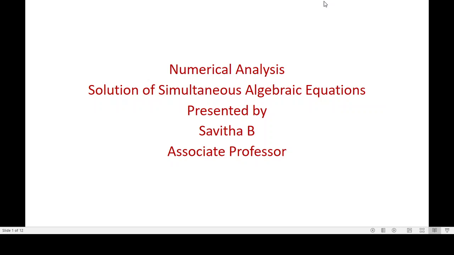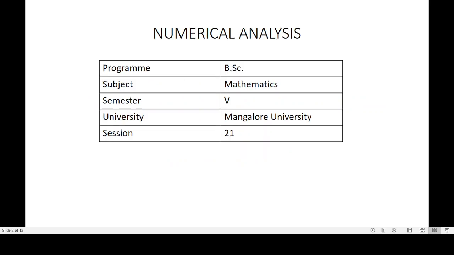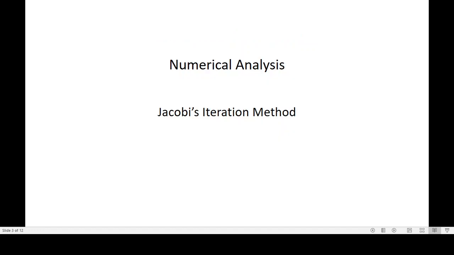In this video, I am going to explain Gauss-Jacobi's iteration method to find the solution of linear simultaneous equations. This video is useful for 5th semester BSc students. Now, what is Jacobi's iteration method?